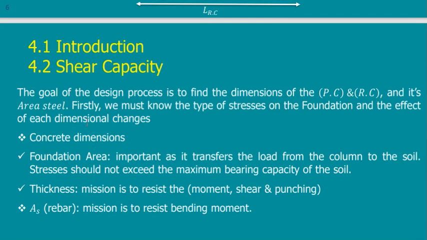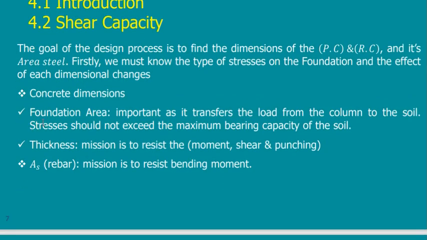Now we go into something called the shearing capacity or the shear strength. The goal of the design process is to find the dimension of the PC and RC and its area of steel. First, we must know the type of stresses on the foundation and the effect of each dimensional change. Concrete dimensions. Foundation area.